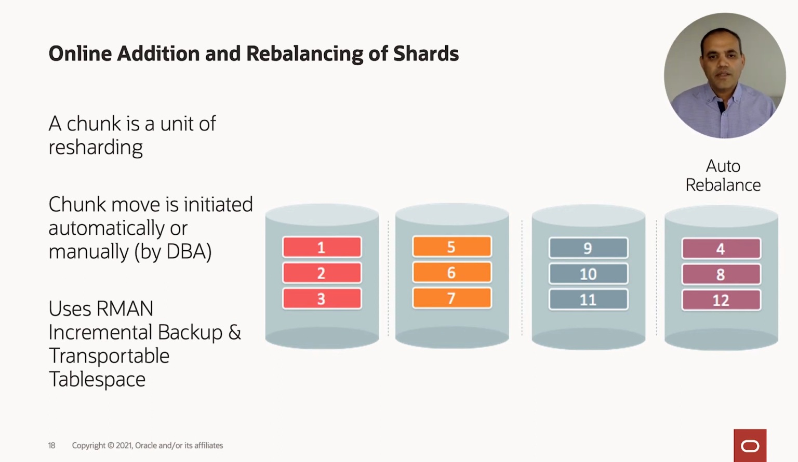Or customers can control the movement of chunks at their time of choosing. This is a completely online operation and doesn't require any downtime at all. Likewise, we can move all the data, either automatically or administrators can trigger that, to say shard number 1, 2, and 3, and empty shard number 4, and then decommission it if you want. Under the hood, we use RMAN incremental backups and transportable tablespaces.